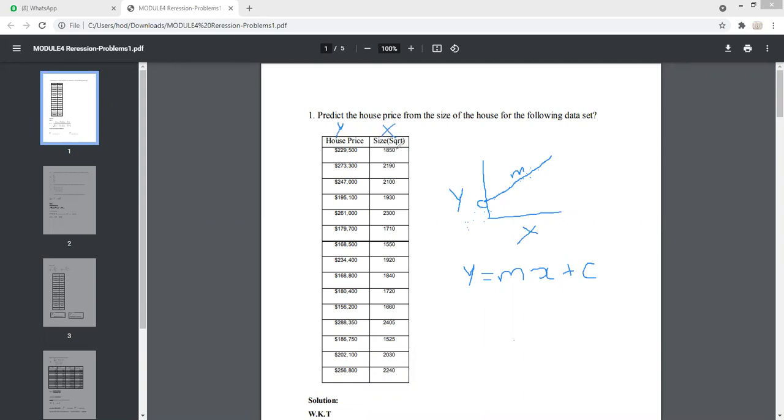This is the independent variable, and this is the dependent variable. Why are we calling it that? Because y is dependent on x. The price of a house depends on the size of the house. If the size is less, the price may be less. If the size of a house is more, the price may be higher. So y is dependent on x, so we call y the dependent variable and x the independent variable. y and x are related via some function, and this function is nothing but your equation.